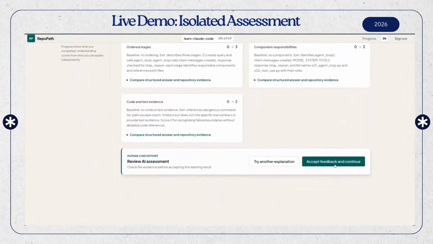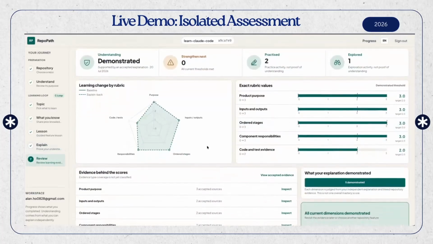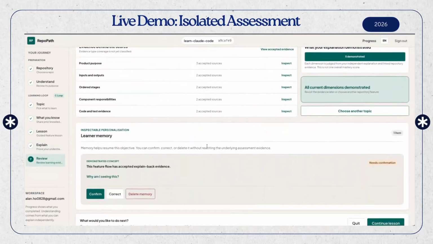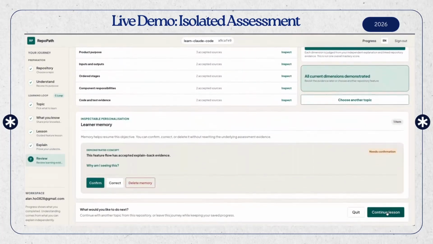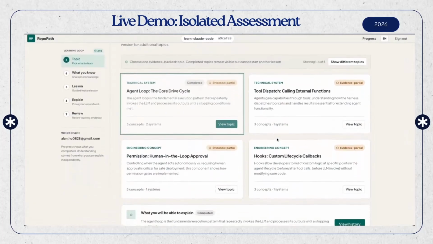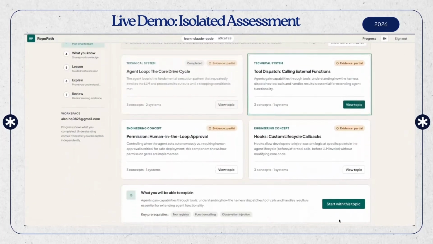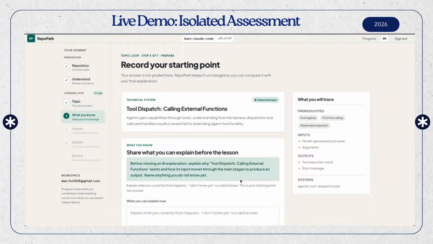After the lesson, the learner completes a different transfer test testing the same objective. The assessor receives the baseline answer, transfer answer, rubric, and repository evidence, but never the tutor transcript. The result shows what was demonstrated, what remains uncertain, and which evidence supports the judgment.